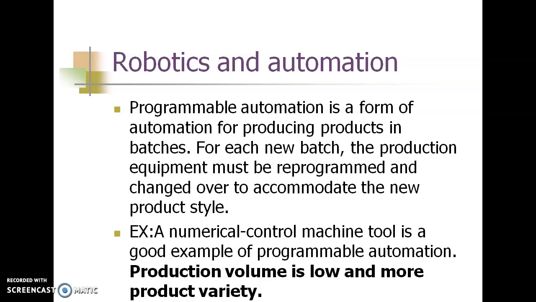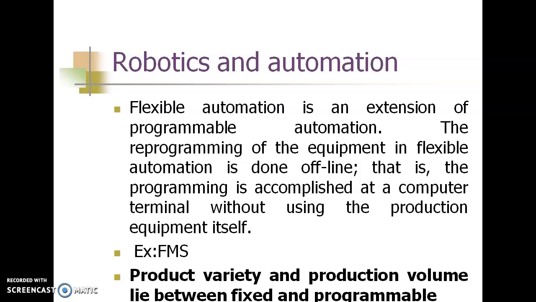The third one is flexible automation. Flexible automation is an extension of programmable automation. Here also we are going to program the equipment, but the programming is done offline. In programmable automation, the programming is done online, and in flexible automation, the programming is done offline. What is the advantage of doing this? Whenever there is a change in product, the change in programming is done offline and downloaded to the particular machine. By that, the machine downtime is reduced. That is the advantage of flexible automation.